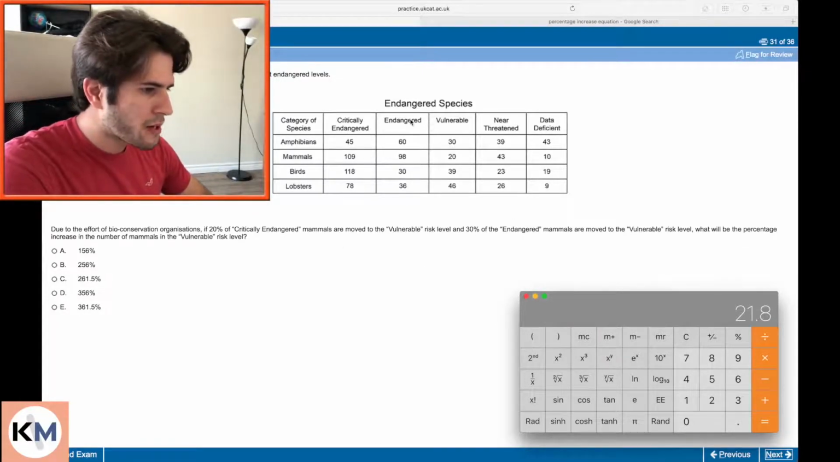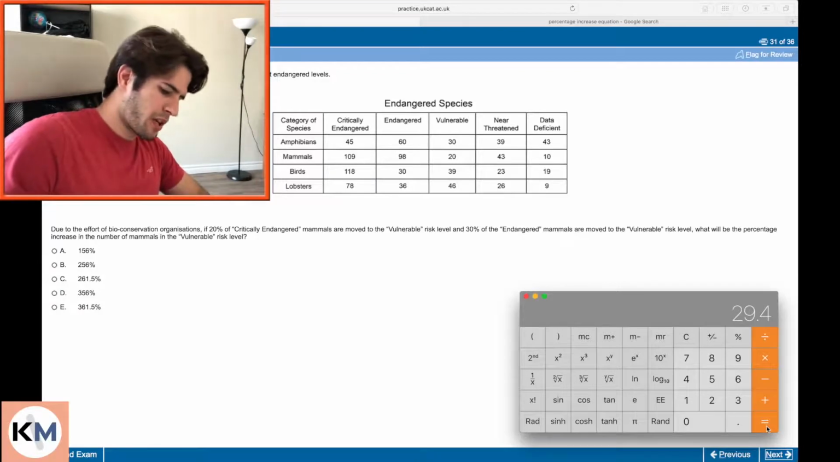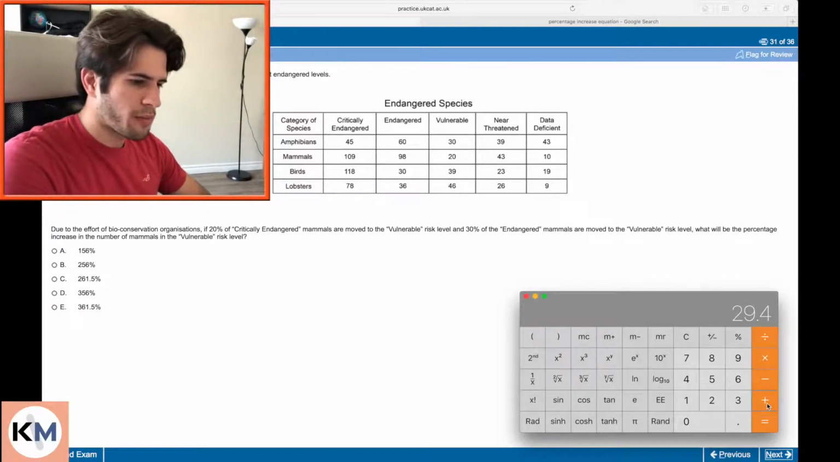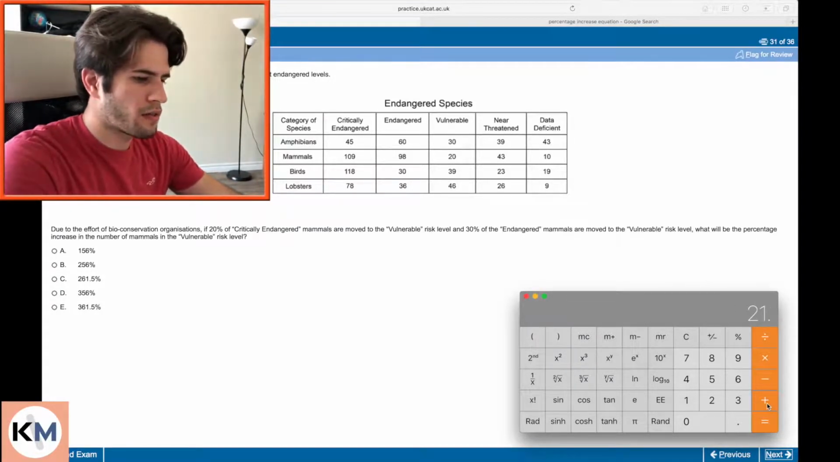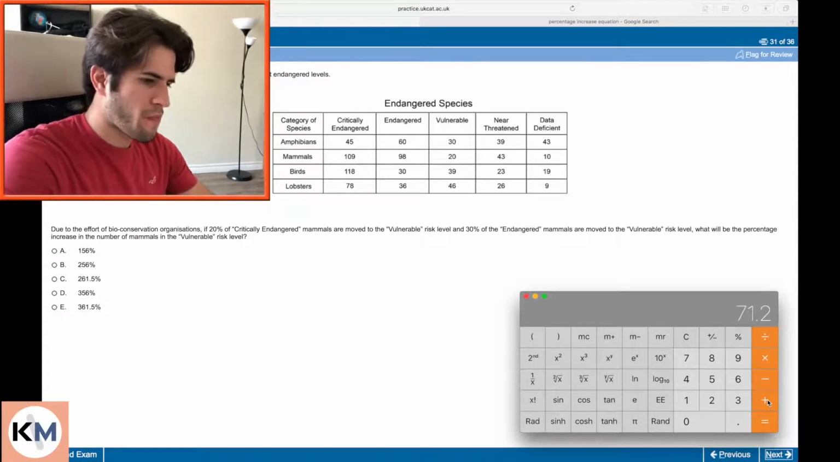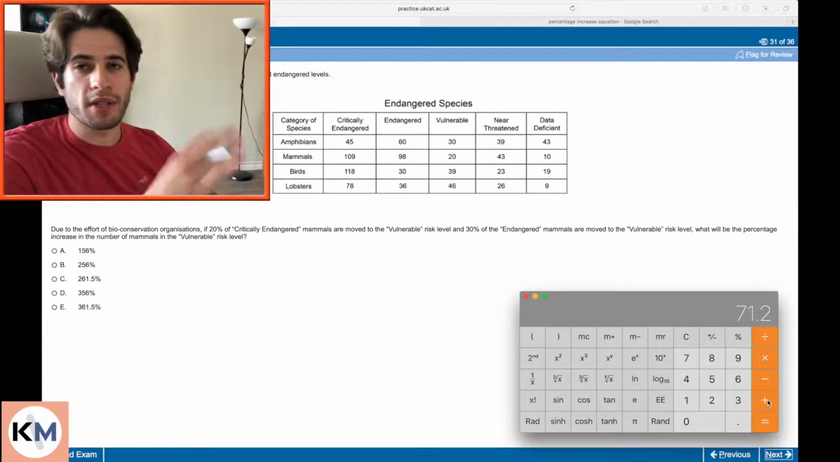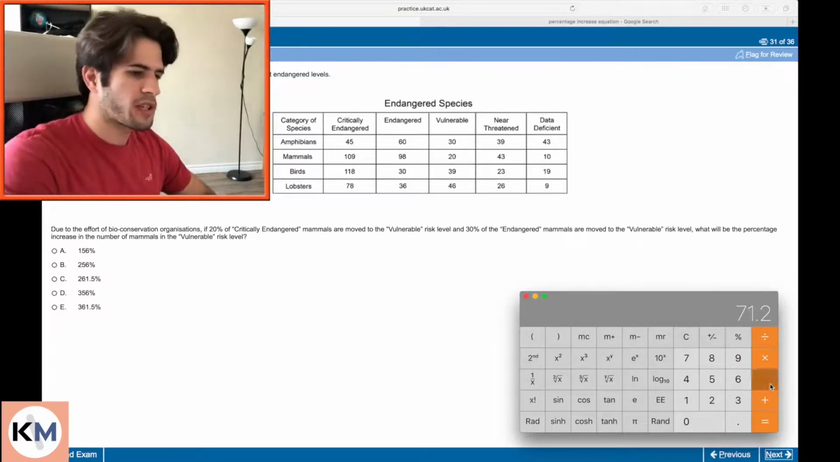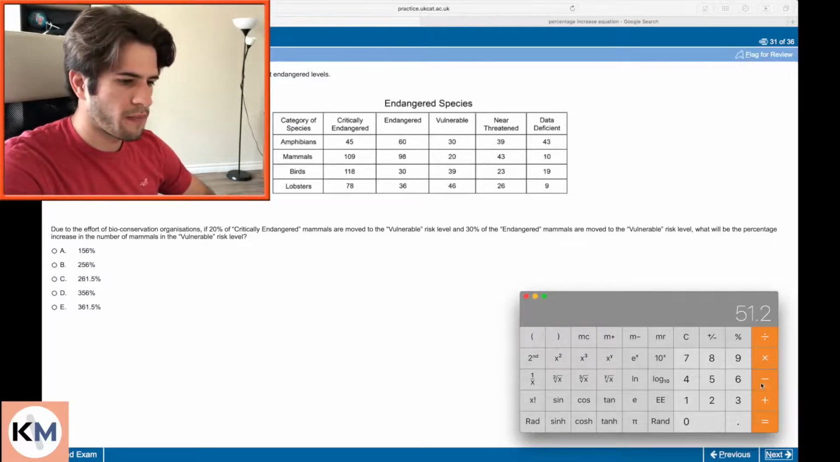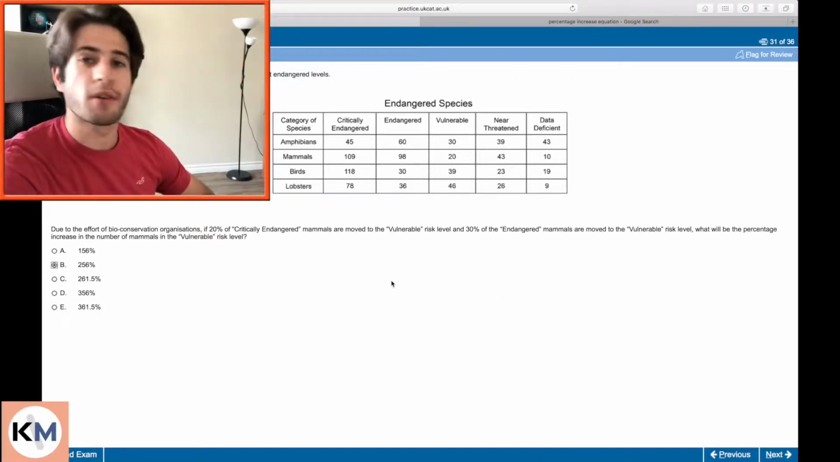And then we have 30% of endangered mammals. So endangered mammals, 98, we want 30% of that, times 0.3 is 29.4. So our new total is 29.4 plus 21.8, nice, plus 20, which is 71.2. Now the percentage increase equation that we used last time is still going to work. So the difference, 71.2 minus the original 20, divided by the original, which is 20, times 100, I can tell is 256, so B, 256%.